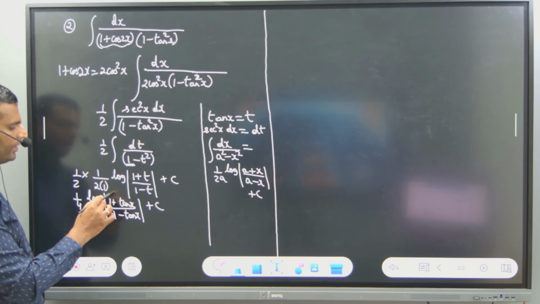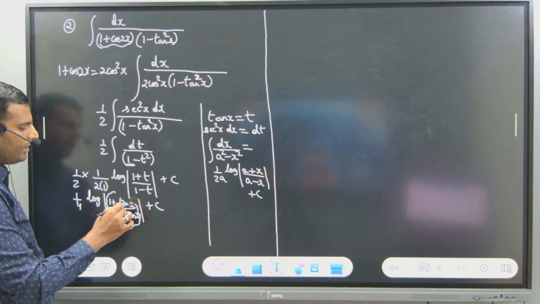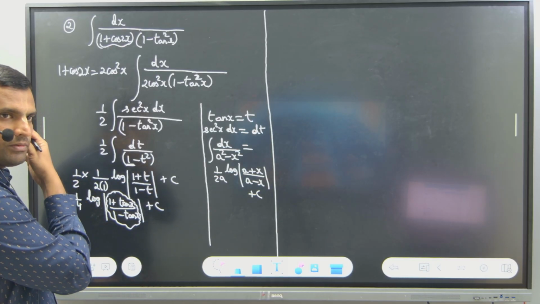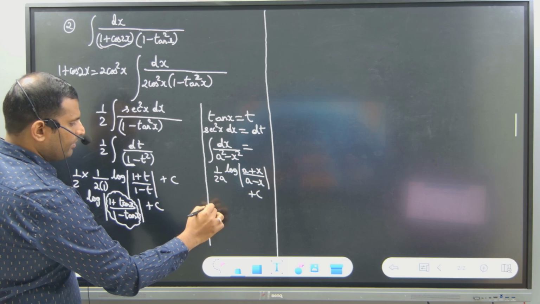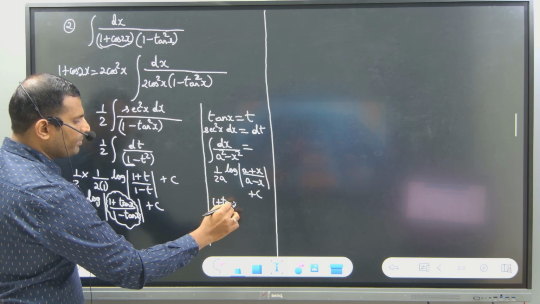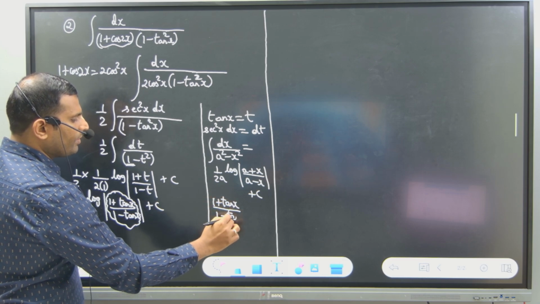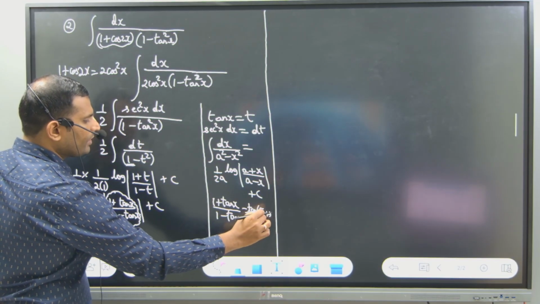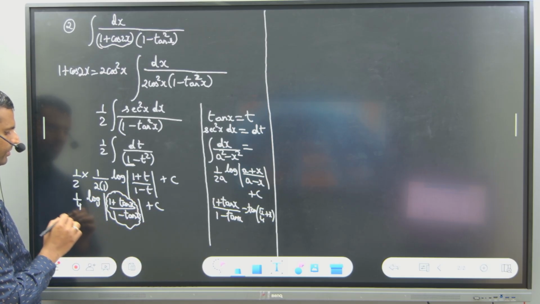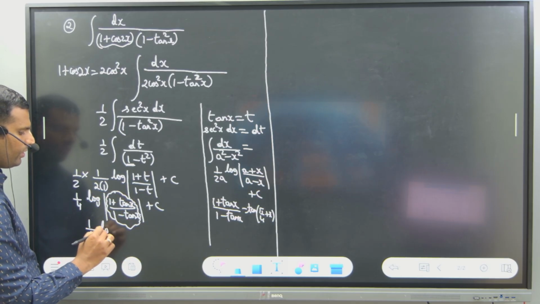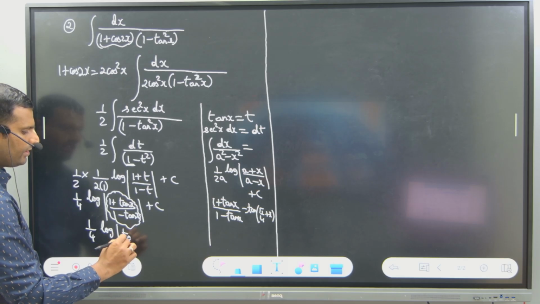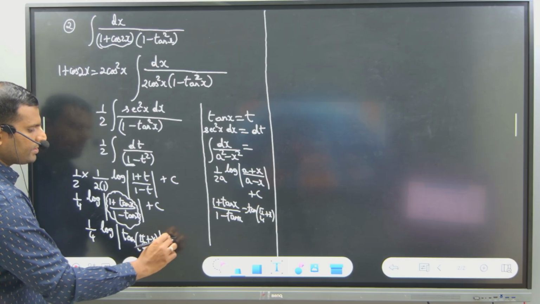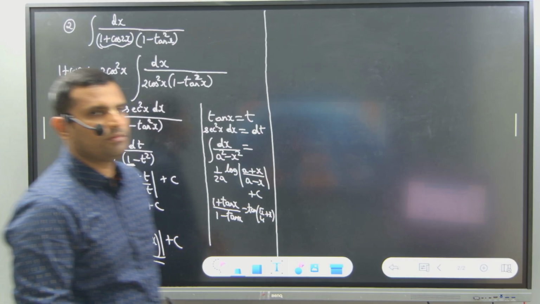This looks like some identity to me. Can anyone tell me what this is? Yes, very good. Tan of pi by 4 plus x. 1 plus tan x by 1 minus tan x is tan pi by 4 plus x. So we can simplify it this way: 1 by 4 log mod tan pi by 4 plus x plus c. Okay. Very important question.